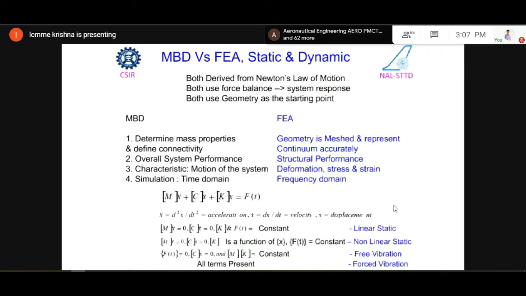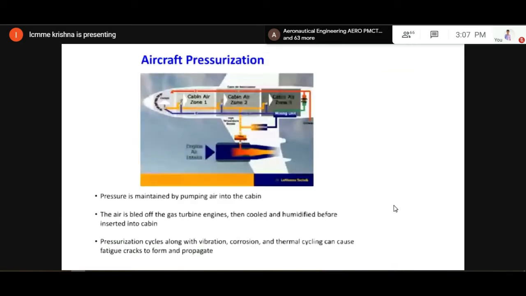So with this background, I want to show some of the actual cases of aircraft pressurization taking place. In an aircraft, when the engine air intake takes place, the high temperature, high pressure air goes from the engine to the cabin. So the pressure is maintained by pumping air into the cabin. The air is bled off the gas turbine engine, then cooled and humidified before insertion into the cabin. The pressurization cycles, along with the vibration, corrosion, and thermal cycling, can cause tiny cracks to form and propagate.